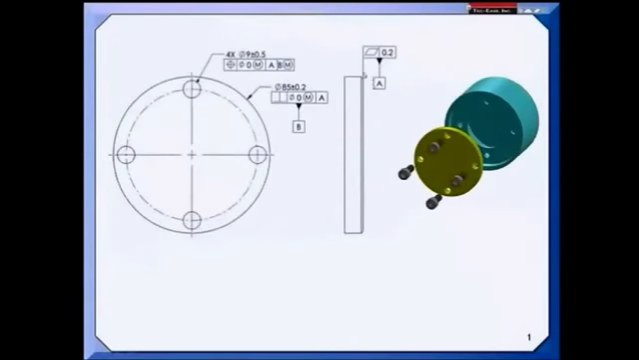On this part, datum feature A is the surface, which is the mounting surface, and datum feature B is this outside diameter of the cover. And the reason it's the datum feature is it does the locating of the cover when I assemble it to this case.